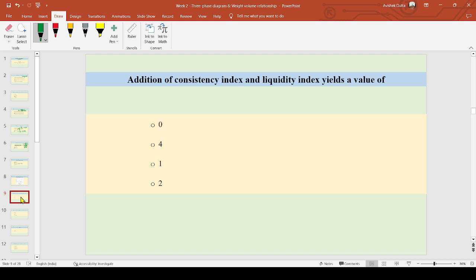Addition of consistency index and liquidity index yields a value of, what is the answer? I don't know. Okay. Yes, you should tell. If you don't know, you should not just keep silent. I can just start explaining the solution. So you have to first know what is consistency index and what is liquidity index.